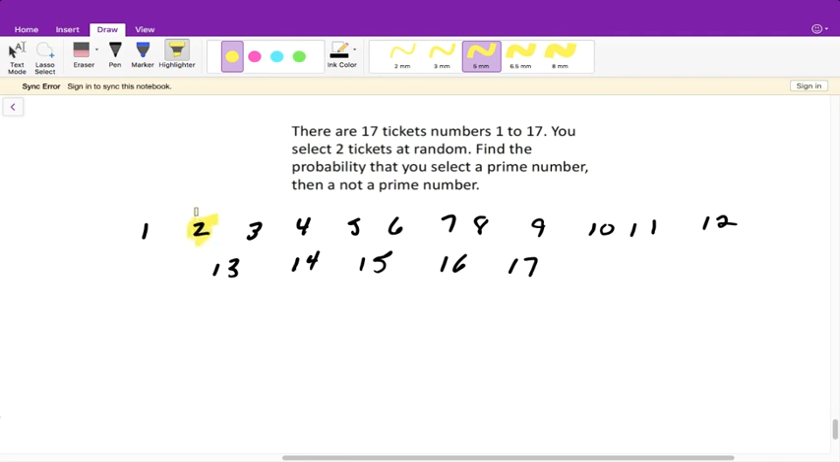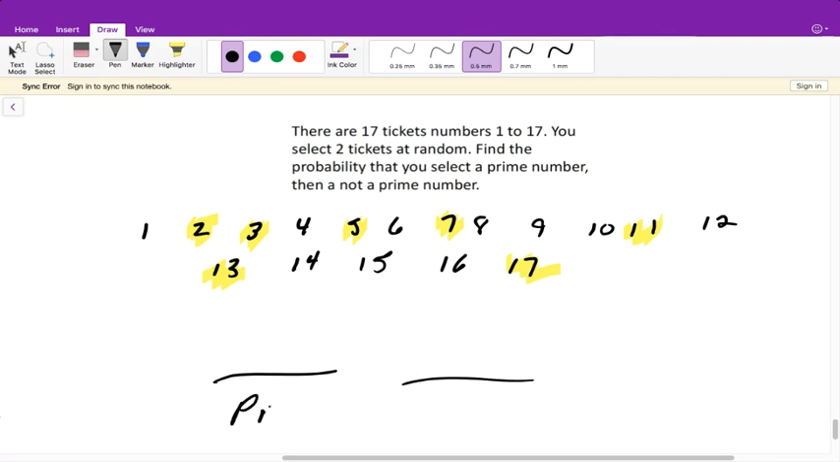2 is prime. 3 is prime, 5 is prime, 7 is prime, 11 is prime, 13 is prime, and 17 is prime. So if we're selecting 2 numbers, because it says we're finding a probability that you select a prime number, then not a prime number, that means we're doing 2 events. So it is going to be prime and not prime.